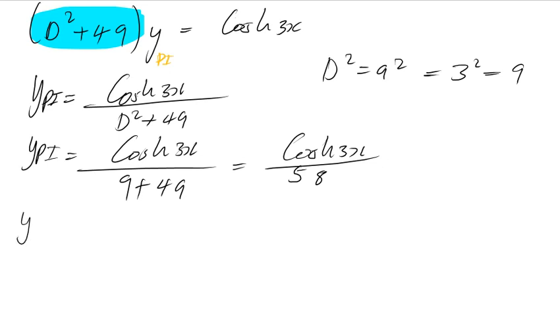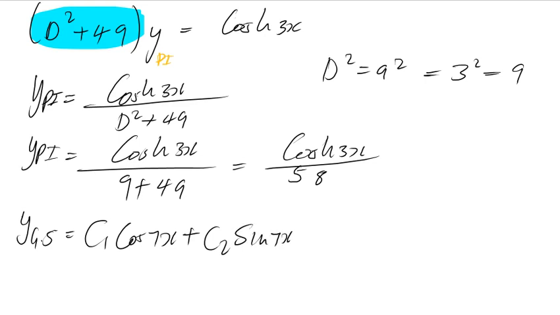And then you're going to combine it to find the general solution, YGS. You combine the YPI and the YCF. So YGS will be equals to c1 cos 7x plus c2 sine 7x plus cos 3x divided by 58. That's your final answer. So guys, in this session I showed you how to do similar factors.